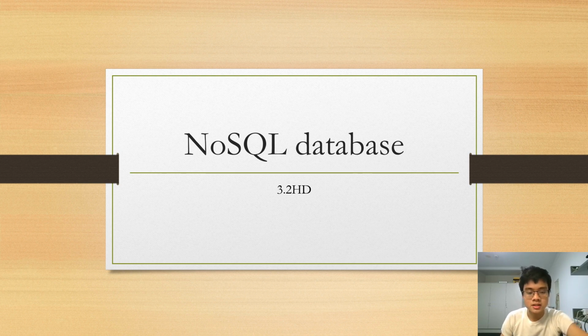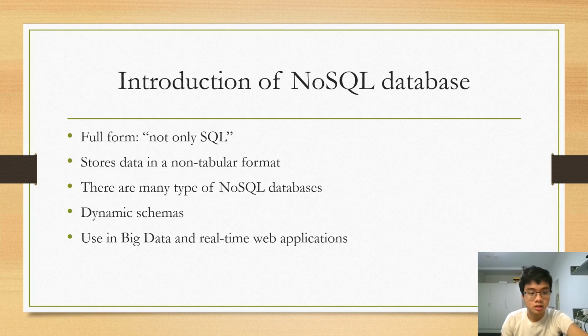Today I'm going to do the presentation of NoSQL database. Let's do a small introduction of NoSQL database. The full form of NoSQL database is not only SQL, it stores data in non-tabular format. Non-tabular format is a term to describe data that do not store in table format. There are many types of NoSQL database such as document database, graph database. NoSQL database use dynamic schemas and is used in big data and real-time web applications such as Facebook, Instagram.